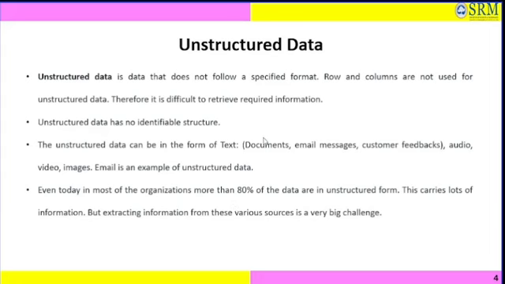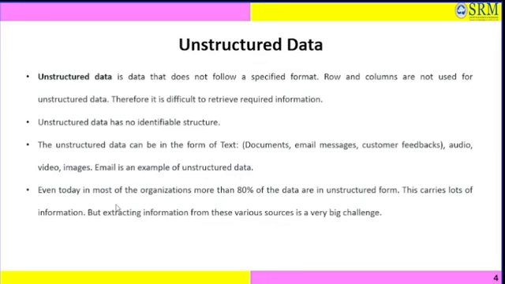Unstructured data. It is data that does not follow a specific format. Rows and columns are not used for unstructured data. Therefore, it is very difficult to retrieve required information. Unstructured data has no identifiable structure. The unstructured data can be in the form of text. It may be documents, email messages, customer feedbacks, likes or dislikes, audio, video, images, anything. Email is an example of unstructured data.